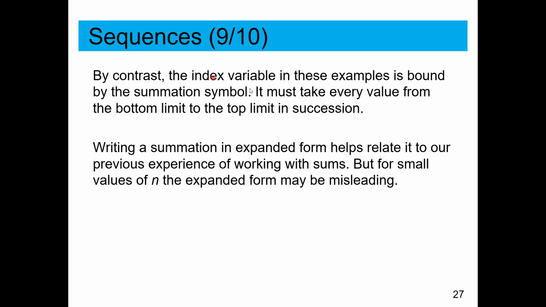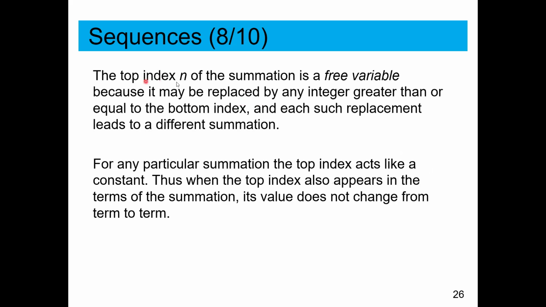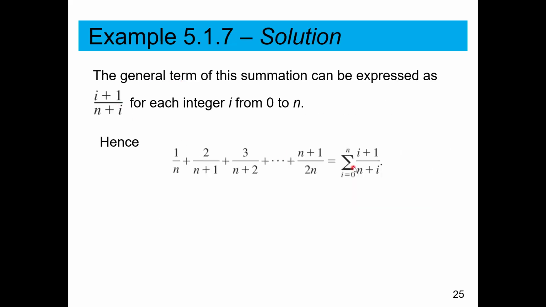In contrast, the index variable of these examples is bound by the summation symbol. Meaning when I give you the summation symbol, I now identify what that index variable is. And it takes every value going from the bottom to the top. Whereas the top index n is a free variable. Remember, n could have been any number bigger than or equal to 0. So it could be 0, 1, 2, 3, 4, 1,539. You pick an integer. But as soon as I decided, it became the index in here and it was fixed. So this is a free variable. This is our index variable.